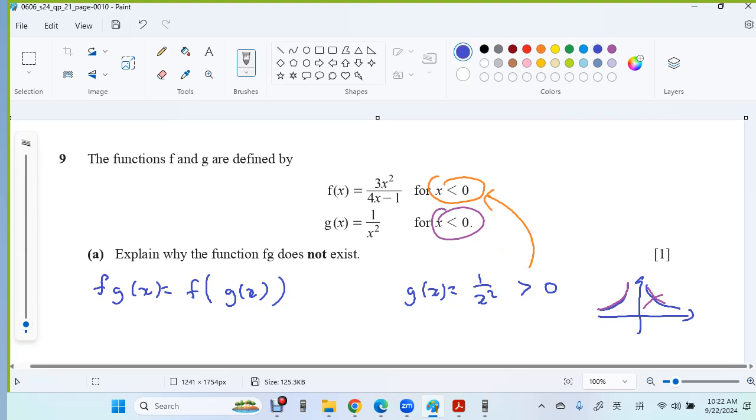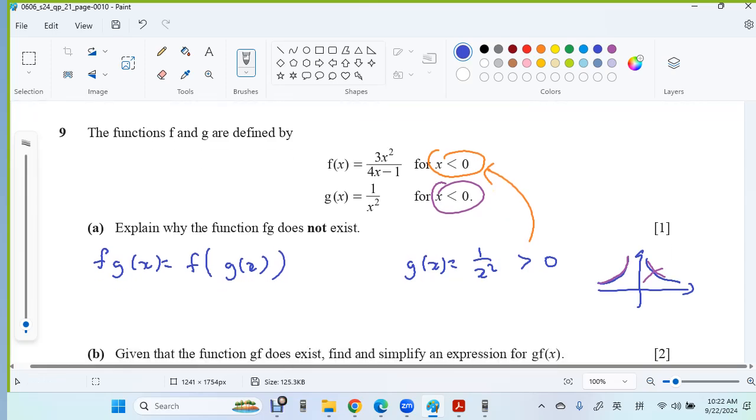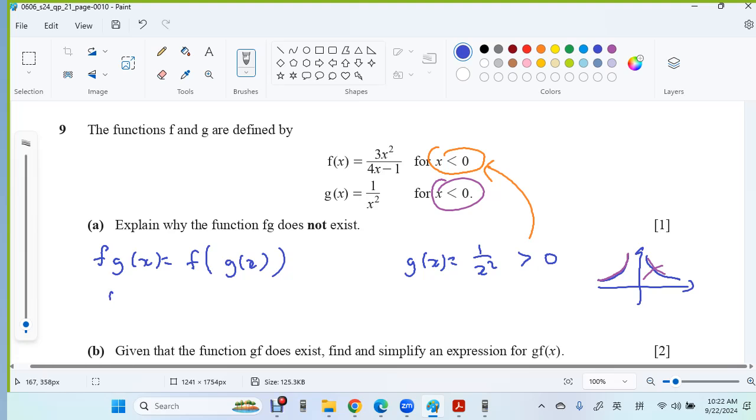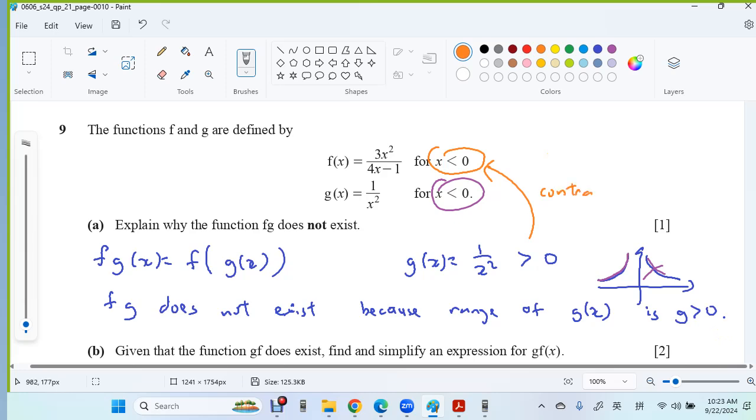So fg does not exist because the range of g(x) is greater than 0. This is a contradiction.